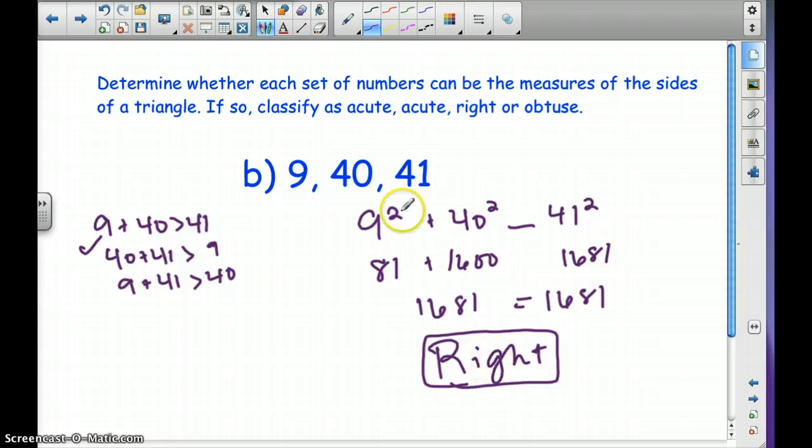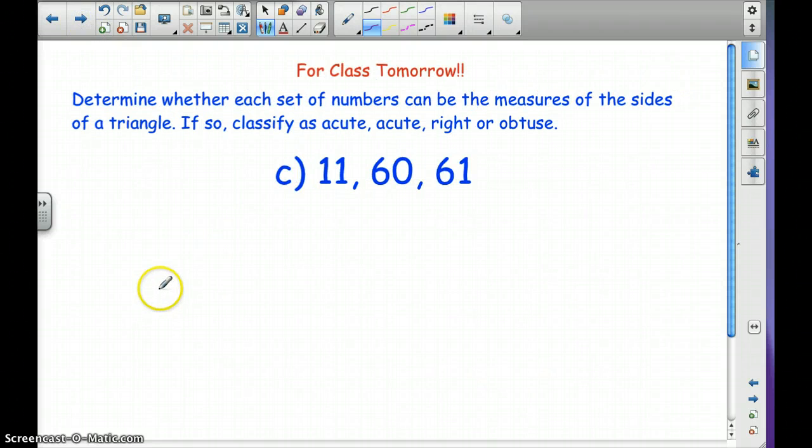Alrighty. Okay, for class tomorrow, I want you to do this. Classify it as acute, right, or obtuse. Tell me if it's a triangle, first of all, and then classify it.